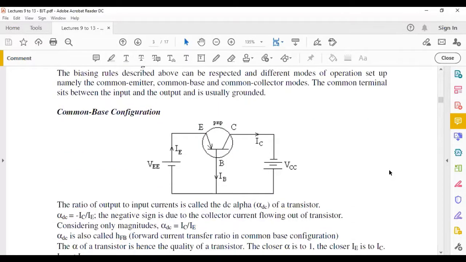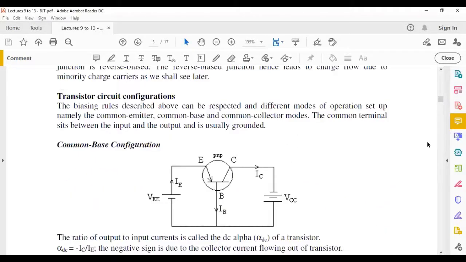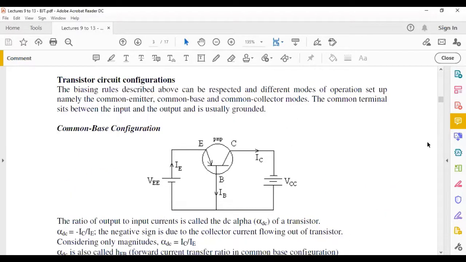Now you will see some configurations as we go along. This one is called a common base configuration, simply because the base is sitting between the emitter and the collector. As you can see here, the base is in the middle. So this is called a common base configuration. But the rule of biasing is still the same. You can see in the middle you have a negative sign. It means the collector and the base have to be more negative. Indeed, they are.